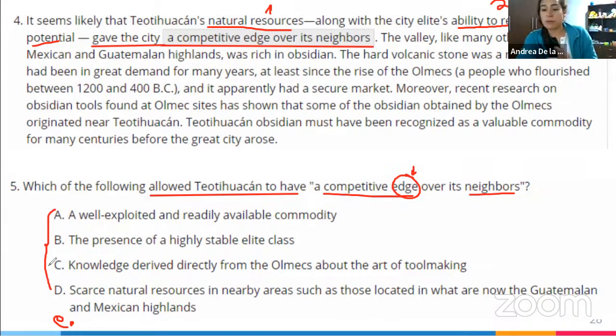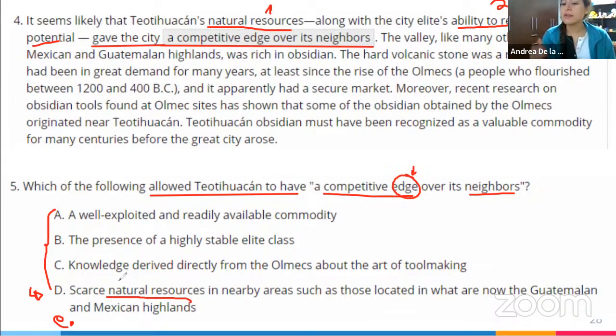I'm going to talk about some of the common traps. For example, if we look at option D, it's tempting because it contains the words natural resources. And we know that natural resources was one of the things that allowed the city to have a competitive edge, right? So it's very tempting. But we can't just select an option because it contains good words. We need to read and analyze.